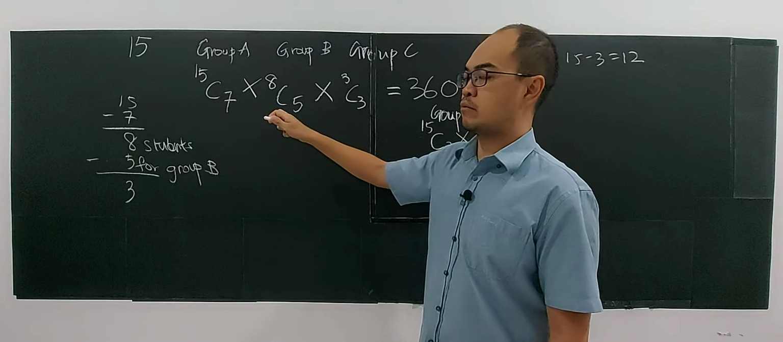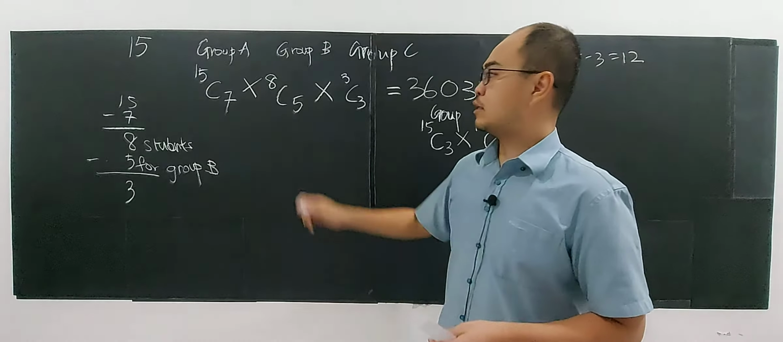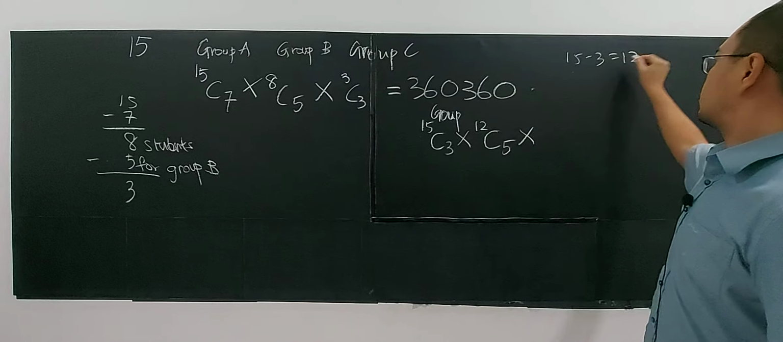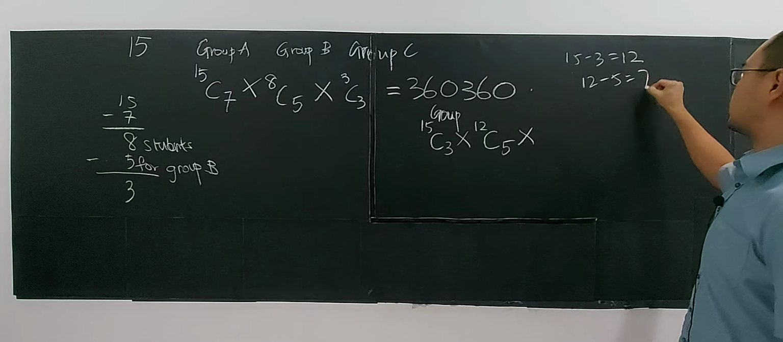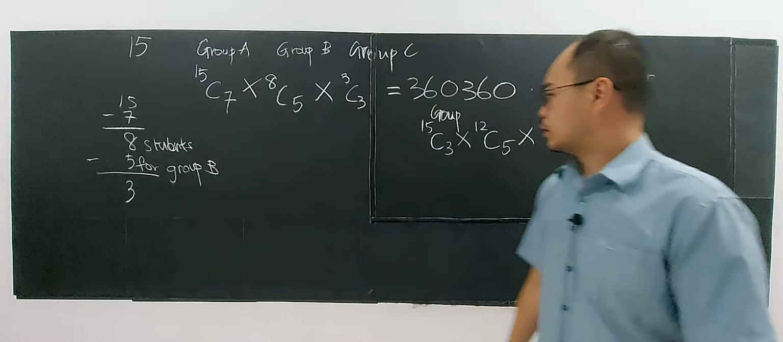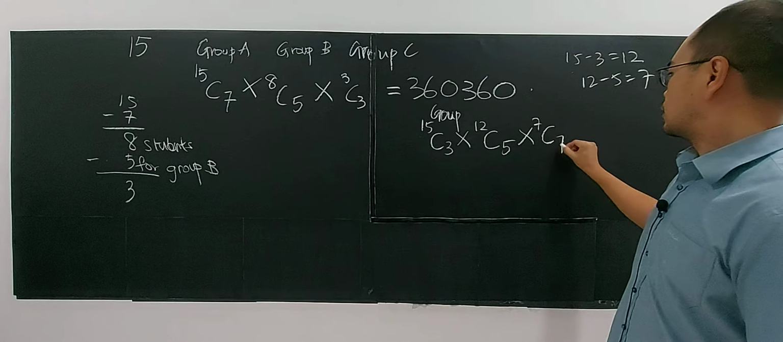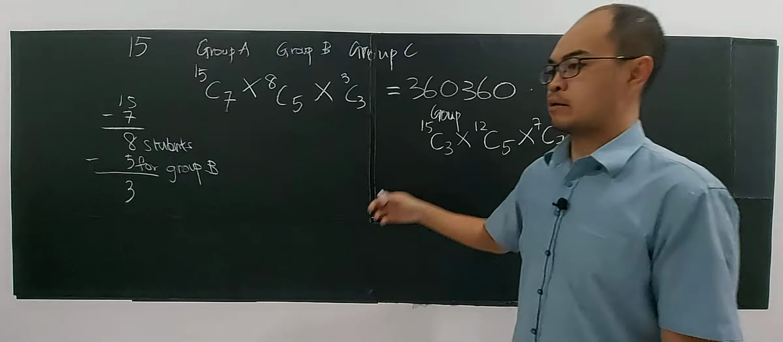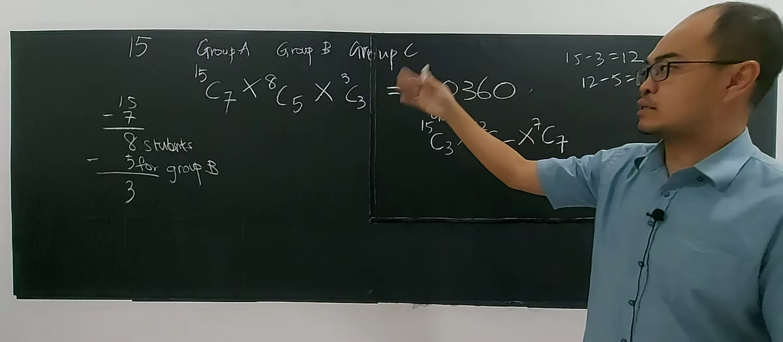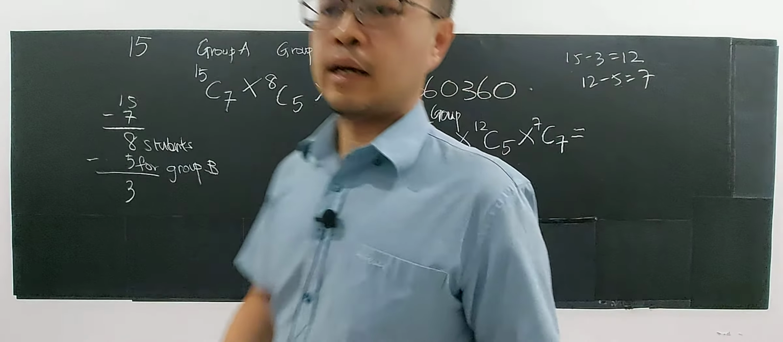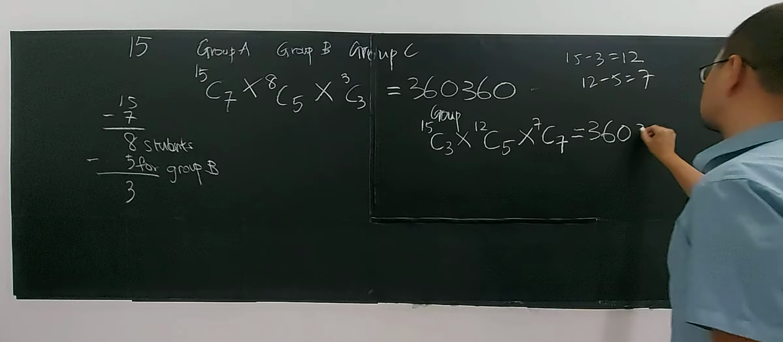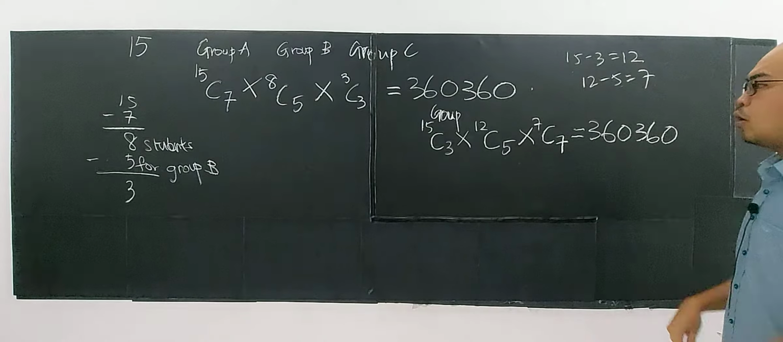Then for the remaining 12 students, group B needs 5 students. So the 12 choose 5. So 12 minus 5, you have 7 more students. And finally group A needs 7 students, so the remaining 7 go to group A. If you calculate, you will still get the same answer. The answer will be 630.